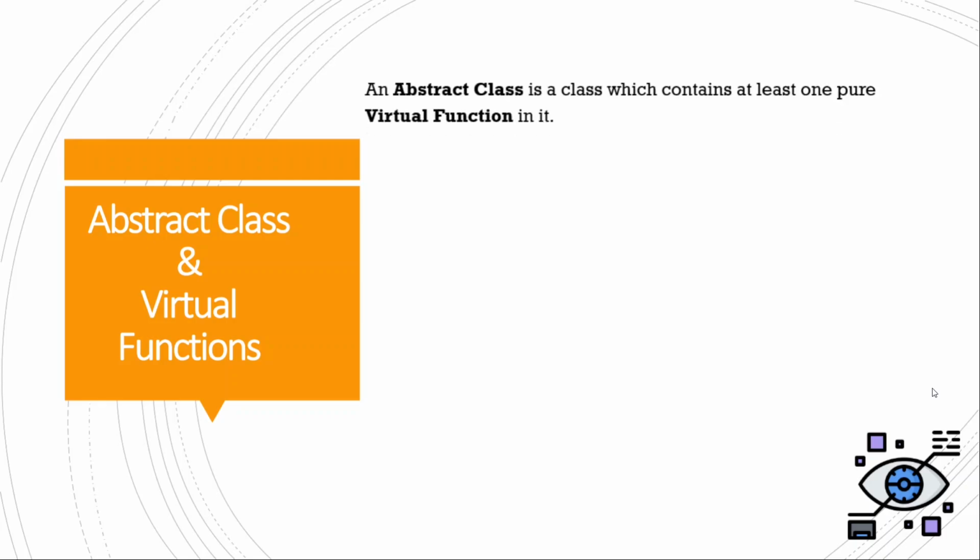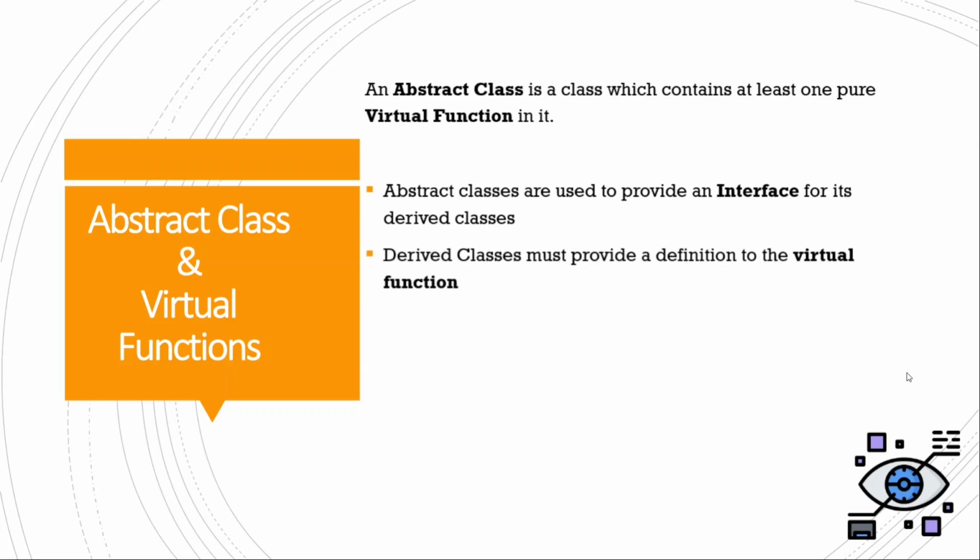The relationship between abstract classes and virtual functions is really that an abstract class is a class which contains at least one virtual function in it. And abstract classes are used to provide what is known as an interface for its derived classes. These derived classes must provide a definition to the virtual function, and if they don't, those derived or child classes will become abstract classes themselves.